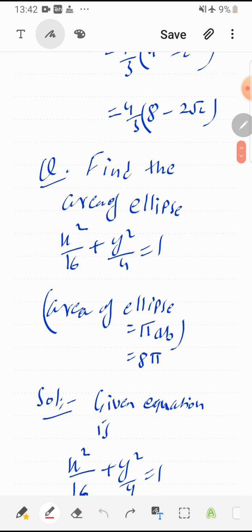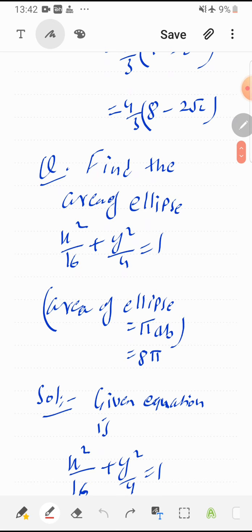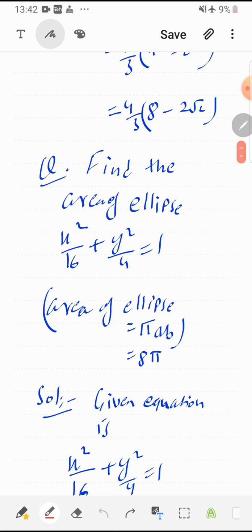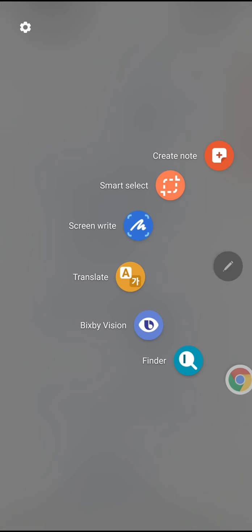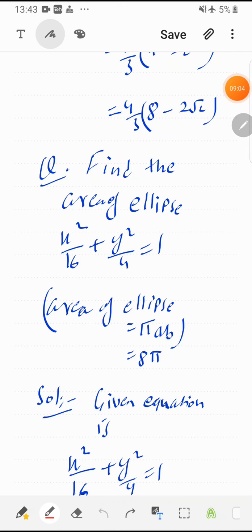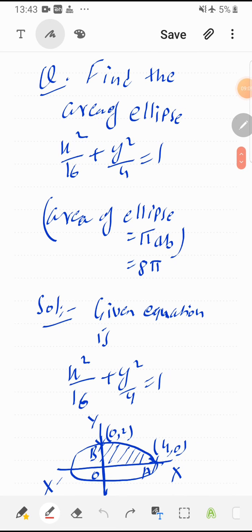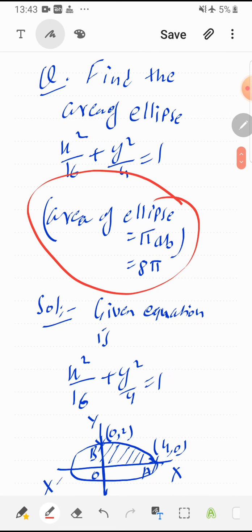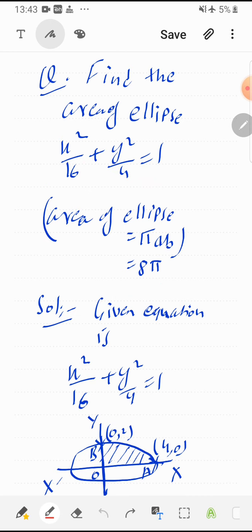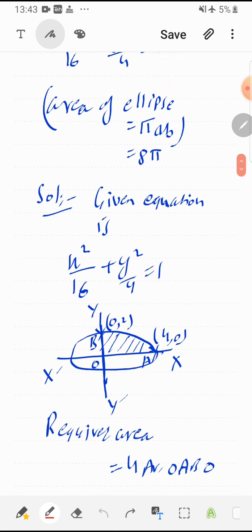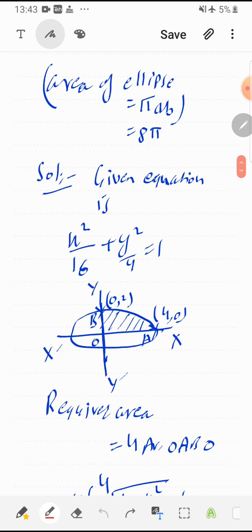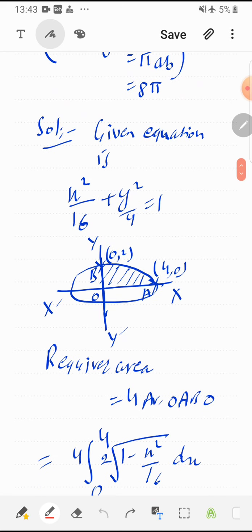Next application, like find the area of the ellipse x square upon 16 plus y square upon 4 is equal to 1. Now from our knowledge of mensuration, we know that the area of an ellipse is pi AB, where A is 4, B is 2, so it is 8 pi. Now let us verify this by integration, because using integration we have to find this. Now it is clearly a horizontal ellipse and the semi-major axis is 4, 0 and the semi-minor axis is 0, 2.